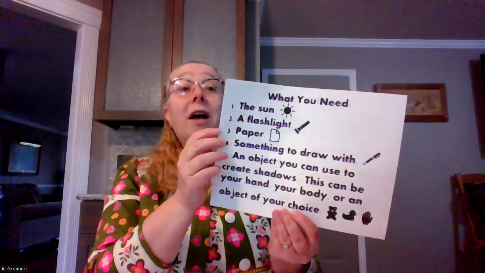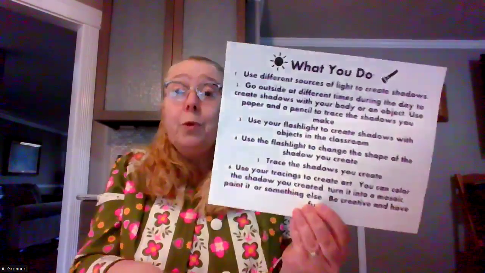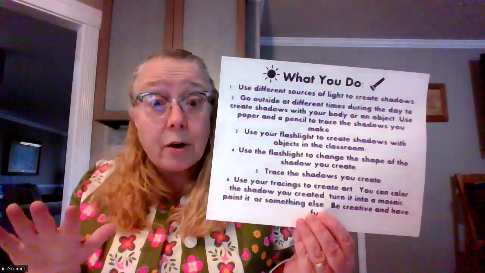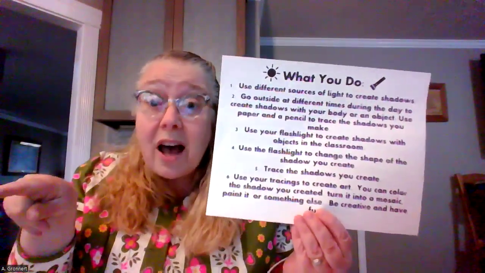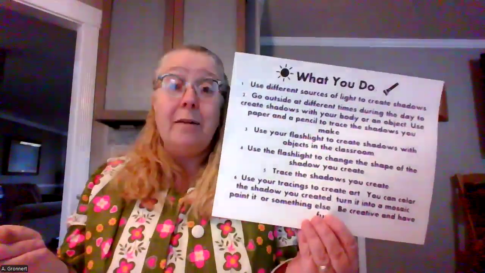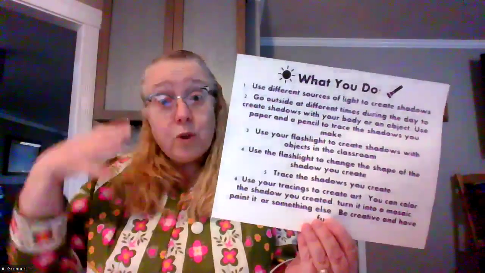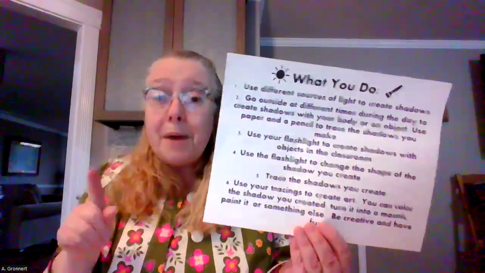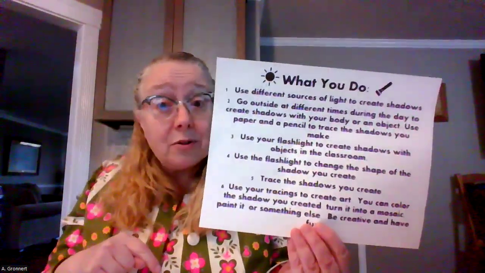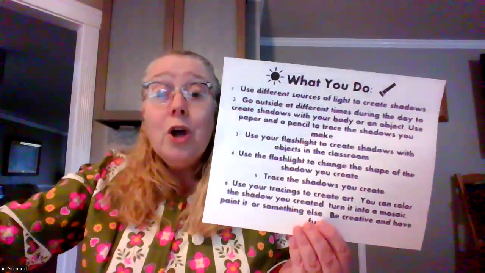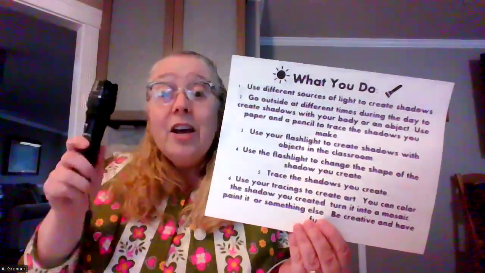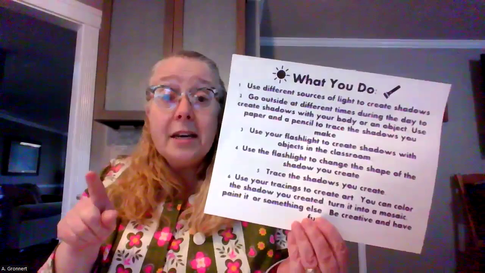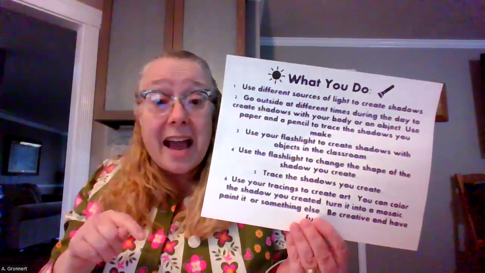So, what do we do to complete the challenge? Well, we're going to be using different sources of light to create shadows. If there's sun outside, you can go outside at different times during the day and create shadows with your body or an object. You can use chalk or paper and pencil to trace the shadows that you make. You can also use your flashlight to create shadows with objects in the classroom. Then trace the shadows that you create.